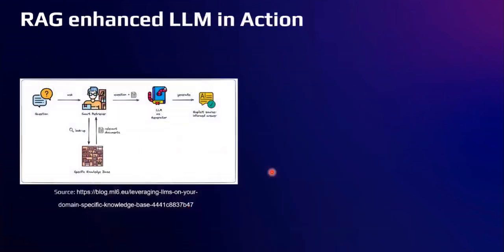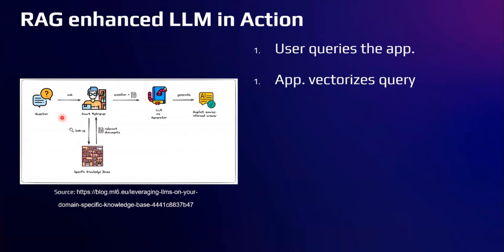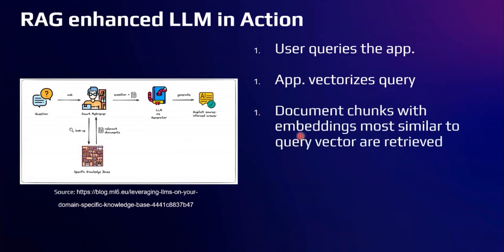So let's go on. Now that we've gone through the pre-processing of our text document, we can talk about what happens down here. For a RAG enhanced large language model, we ask the question to the app. The user queries the app, and the app vectorizes the query, meaning that the user's query needs to be converted into embeddings also. This vectorized query will go into the smart retriever.